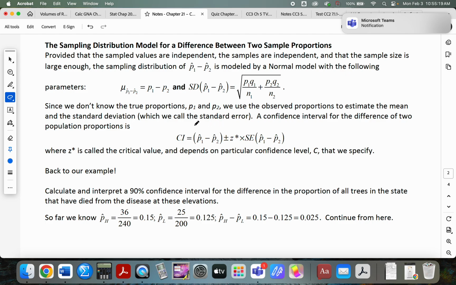So we can't actually find mu. It's the mean difference in these two proportions. But we would never actually be able to find that because we would need the true values. Right, we don't know what it is. It's kind of what we're trying to figure out.